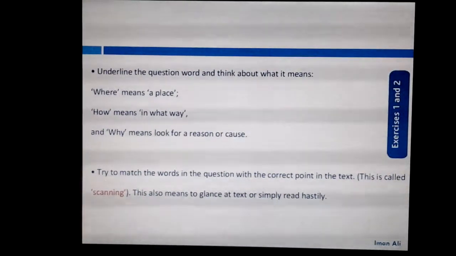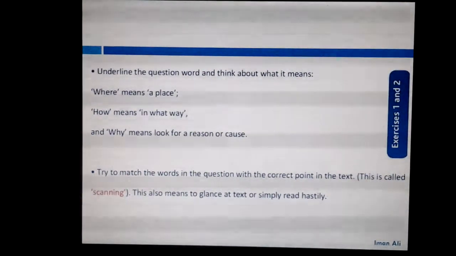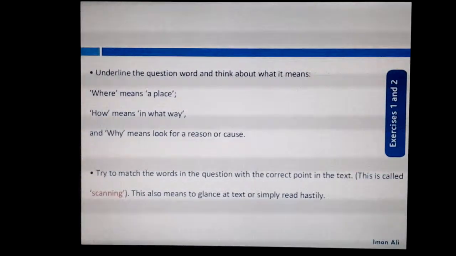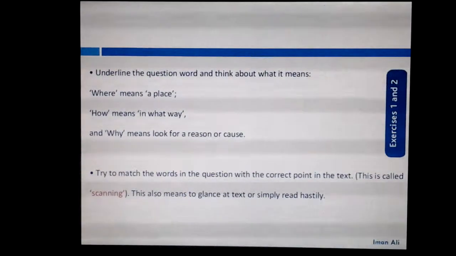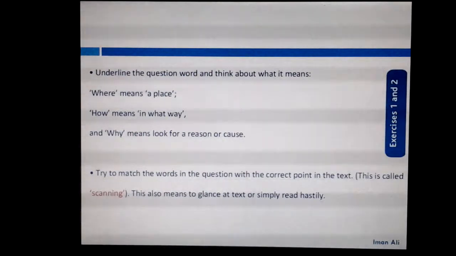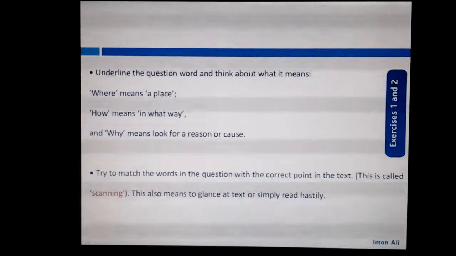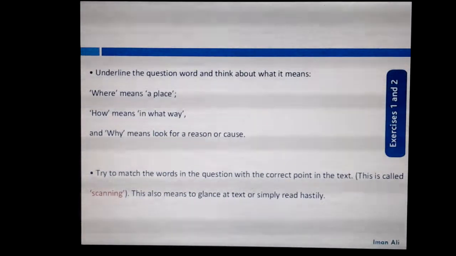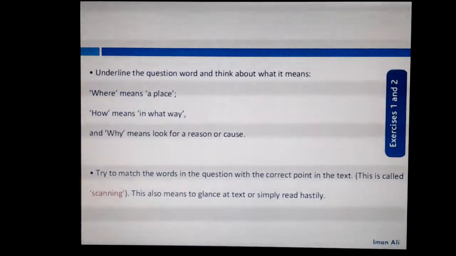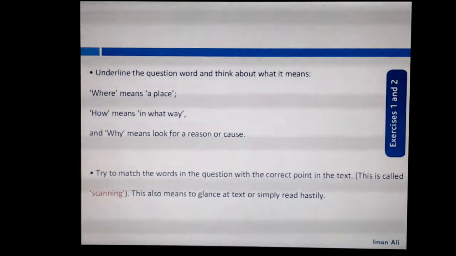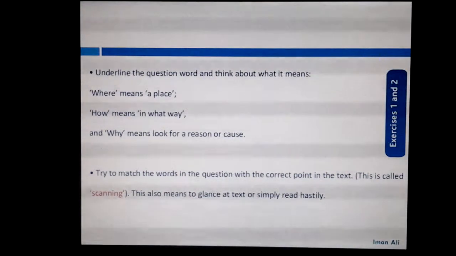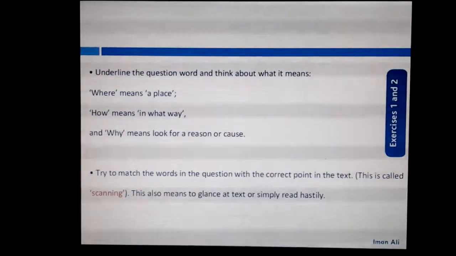Try to match the words in the question with the correct point in the text. This is called scanning. So quickly go through the text, and as I just showed you, you might find synonyms or the same words. Like the question might ask, using the same example, where did this activity originate from? So you might find the word originate in the text, or you might find a synonym of that word. So it's very important to read the question especially very carefully.